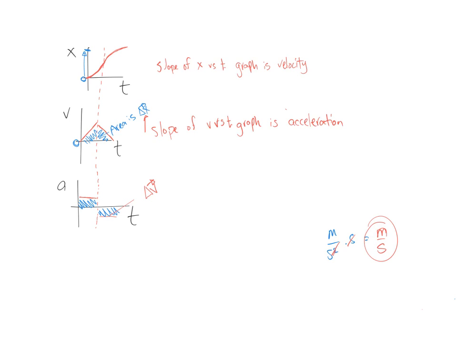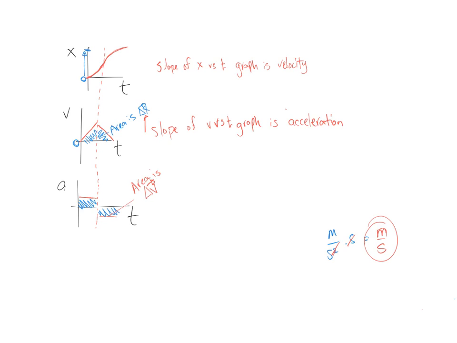So these graphs are really intimately connected. The slope of a position-time graph is our velocity. The slope of a velocity graph is our acceleration. The area of our acceleration-time graph is our change in velocity. Good. And the area of our velocity graph is a change in position. Good. Yeah. So I can see you're getting comfortable with the vocabulary.